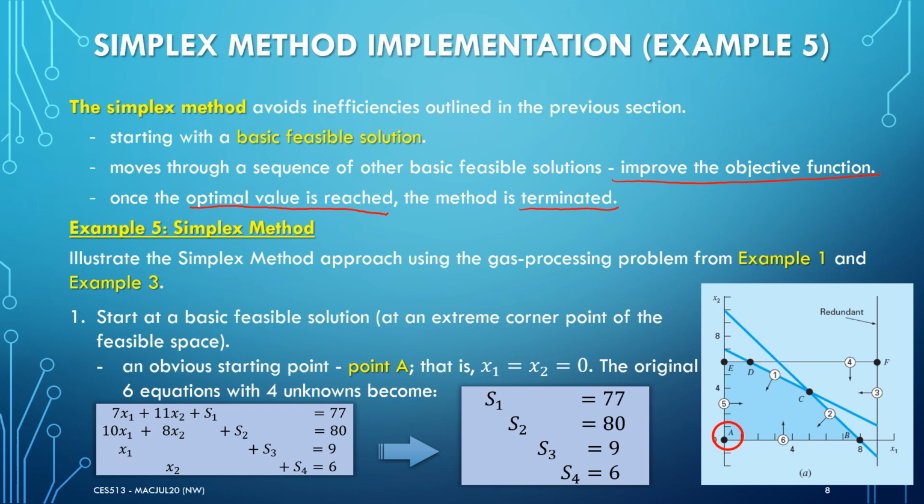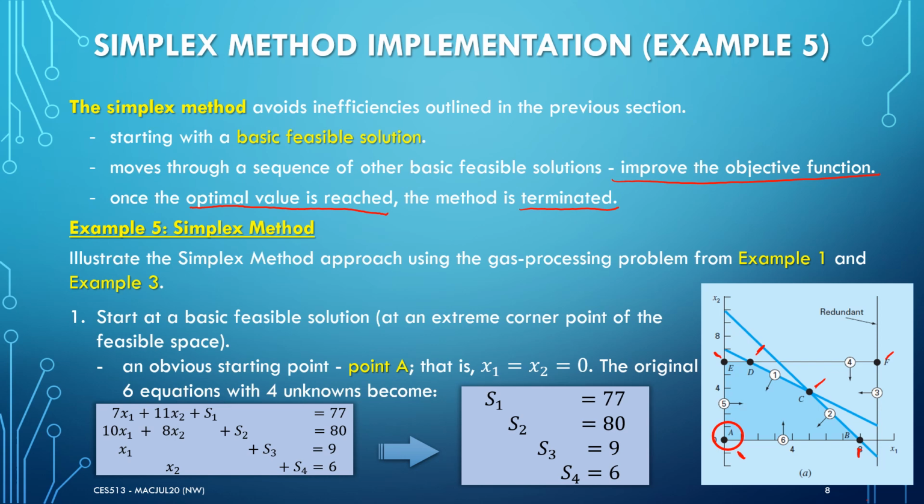The first step is to start at a basic feasible solution that is at an extreme corner point of the feasible space. So here we have 6 feasible points, which are A, B, C, D, E, and F. For cases like ours, an obvious starting point would be at point A. So here in the red circle.